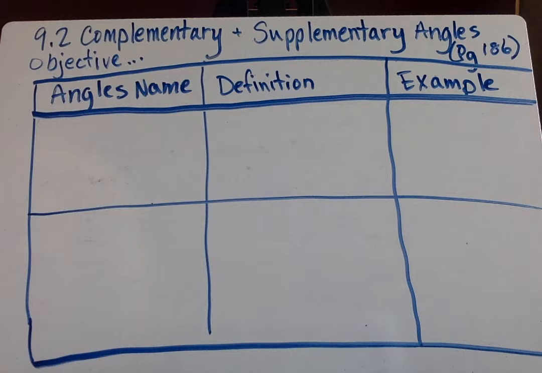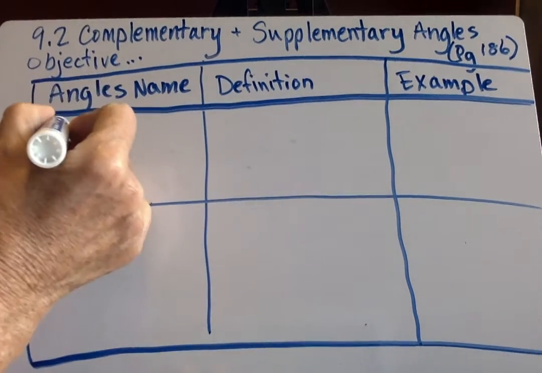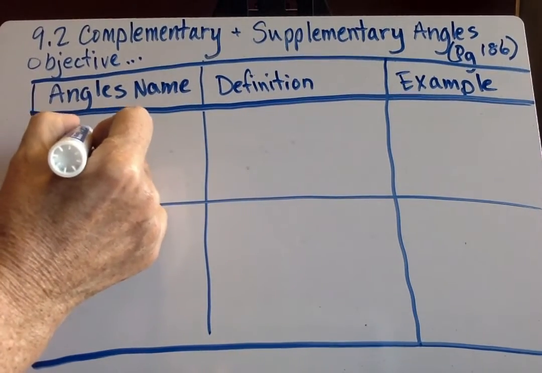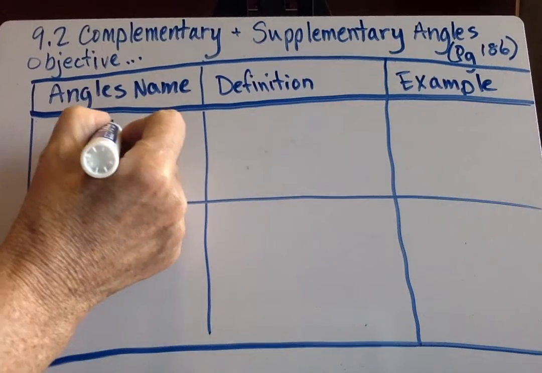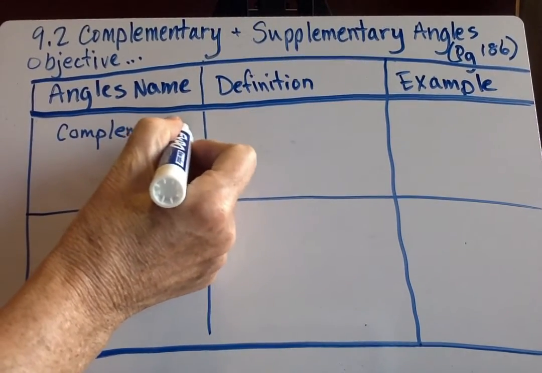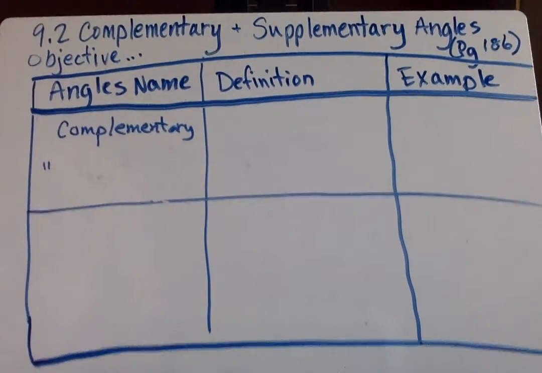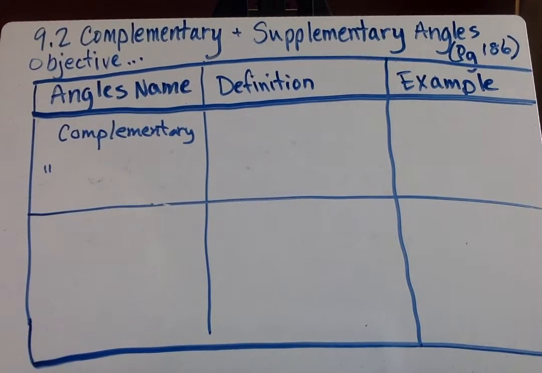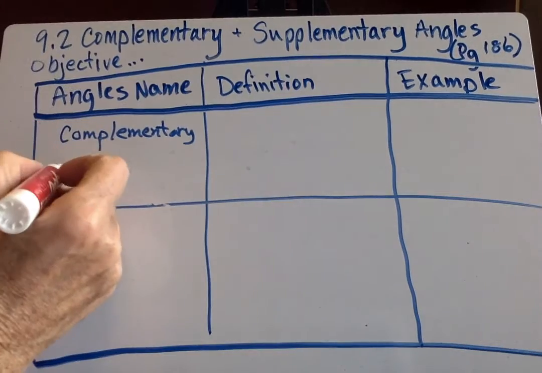First of all, we're going to say our angle's name. I guess you already have this on yours. It's complementary. When you think of complementary, it starts with C, so that's going to be when it makes a corner. Okay, so go ahead and write that in. And I'm going to do this in red. So, corner.